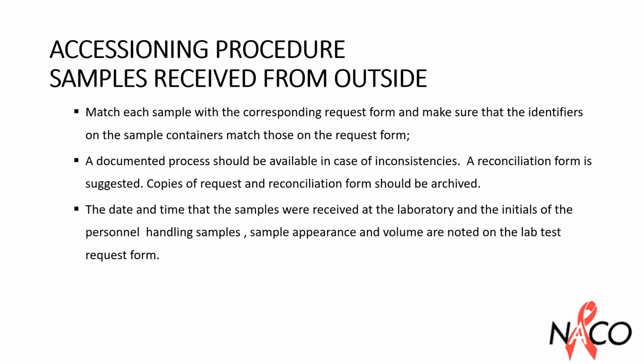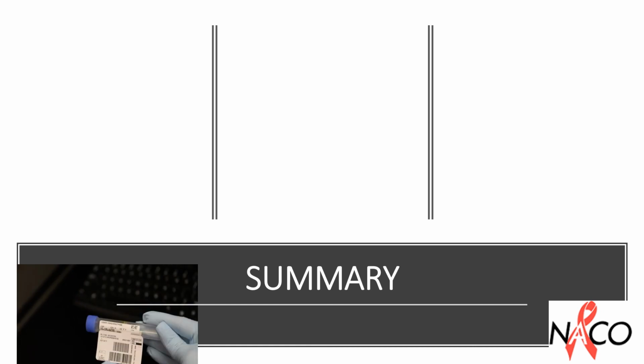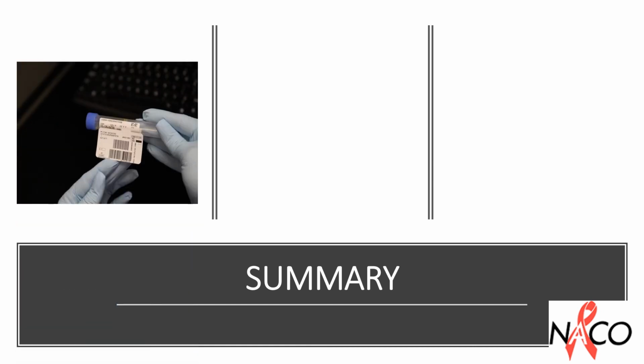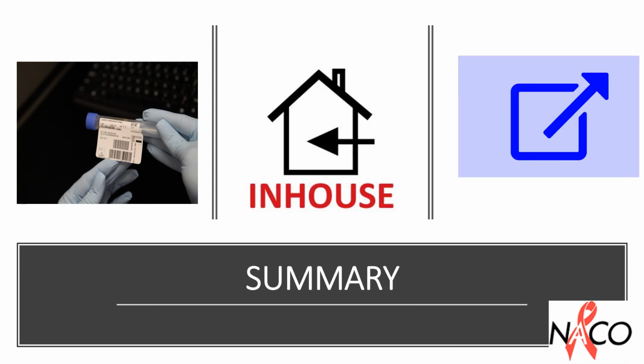The date and the time that the samples were received at the laboratory and the initials of the personnel handling the samples, sample appearance and volume are noted on the lab test request form. Record the sample laboratory number and the patient's information in the laboratory register book in which subsequent monitoring will be done. Thus, accessioning needs to be done following standard protocol for all in-house samples and samples received from outside.